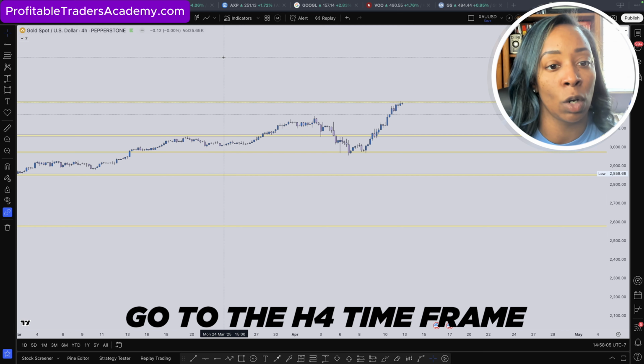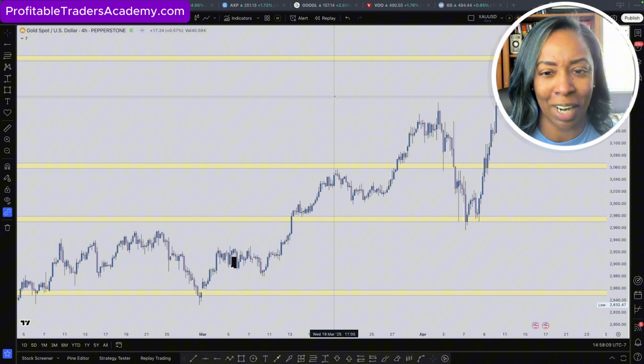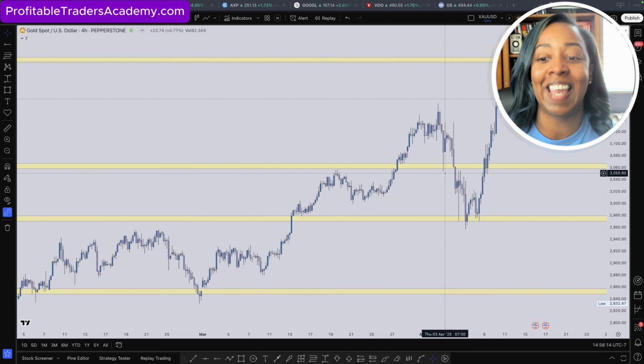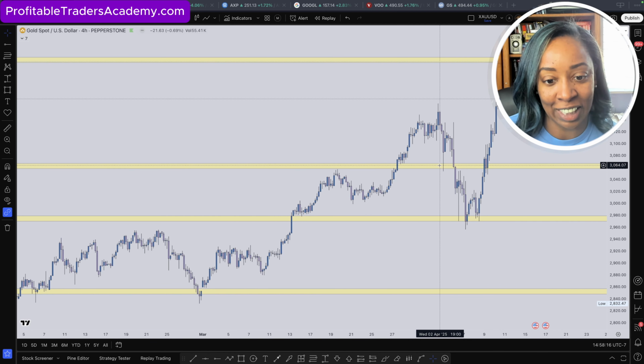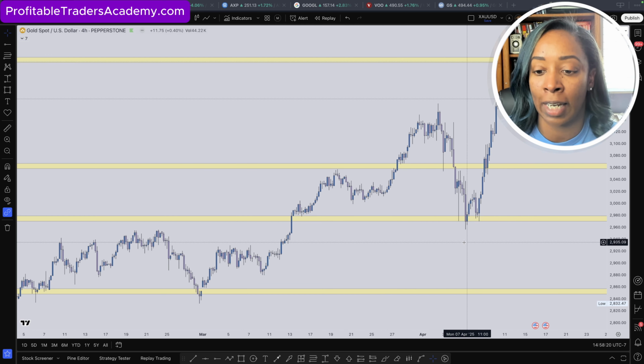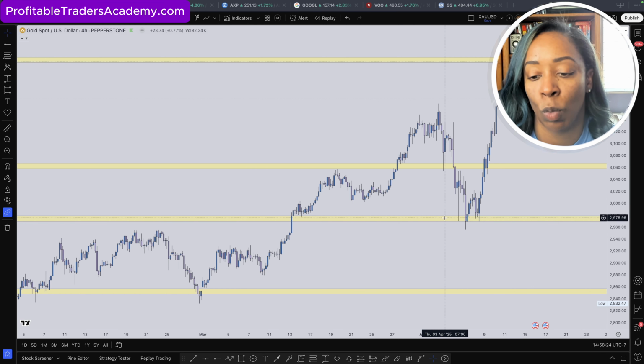So let's go to the H4 time frame. I'm just looking at this market to make sure it still looks good. Okay, so this is good right here, and this is still looking good right here. These zones are a little bit thicker than I want them to be, but it's totally fine. I will adjust those later. The spirit of the levels is what matters here.